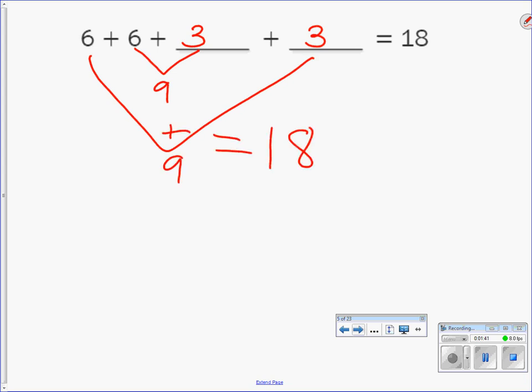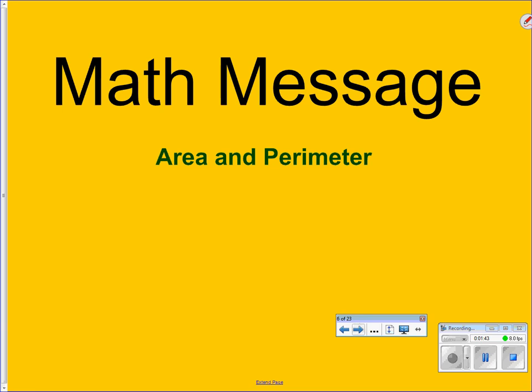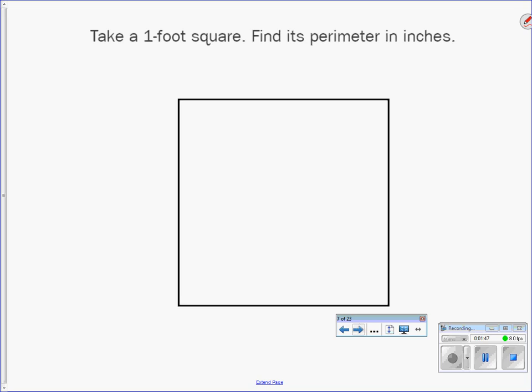All right, let's get on with our math message, which is on area and perimeter. We talked about perimeter in the last lesson. So we're going to start off with a 1 square foot, and we want to find the perimeter. And remember, when we find perimeter, we're just going around the outside boundary.